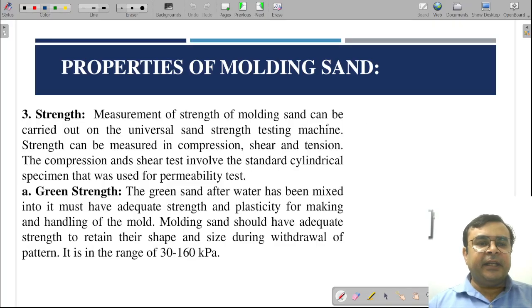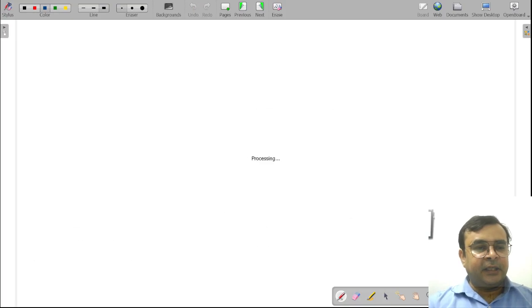Next property is strength. Strength is also a very important property of the molding sand, especially when I talk about green strength. Green strength is the strength of the molding sand by which it retains its shape and size while withdrawing the pattern. It is around 30 to 160 kilopascal. Every sand must have enough green strength so that while withdrawing we can easily withdraw the pattern without sand erosion or collapse of the molding sand.